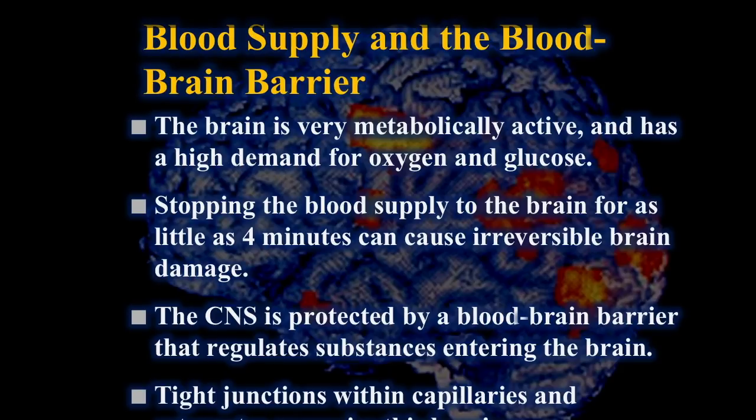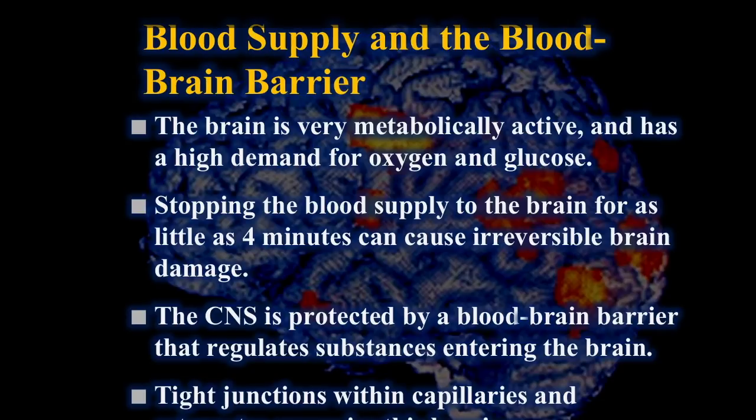Blood-brain barrier. This is what I was talking about a second ago. The brain is very metabolically active. Our brain is doing lots of stuff. We already talked about that earlier in this chapter. And so it has a high demand for oxygen and glucose. It's working a lot, so it needs a lot of energy. Stopping the blood supply to the brain for as little as 4 minutes can cause irreversible brain damage.